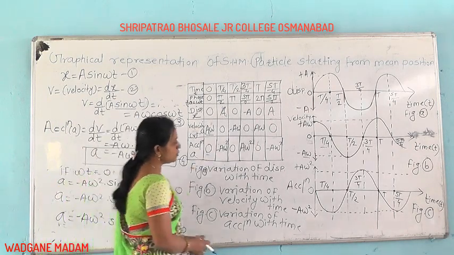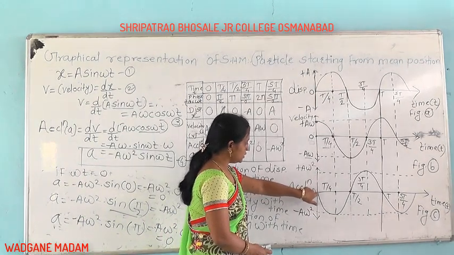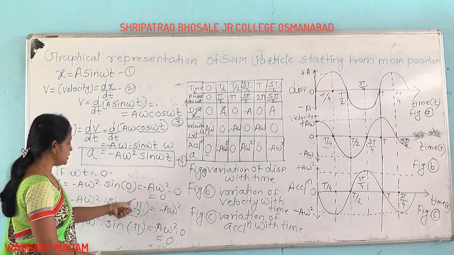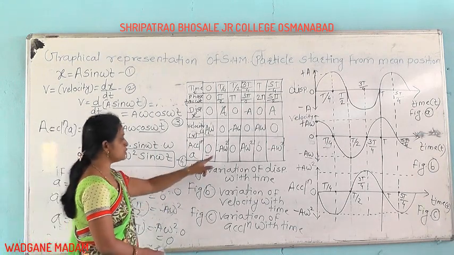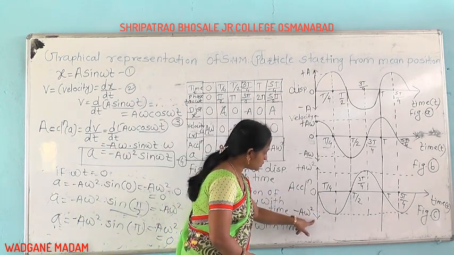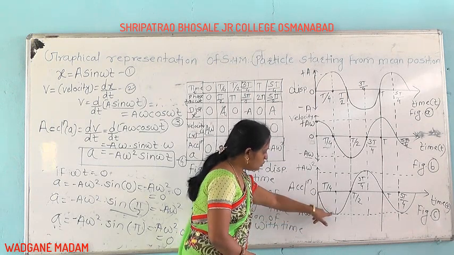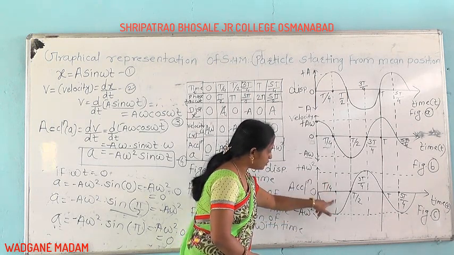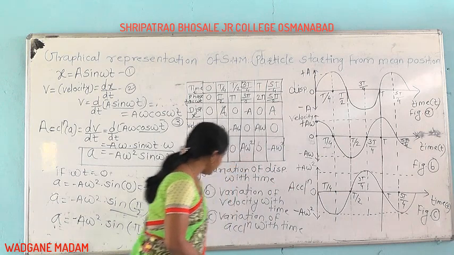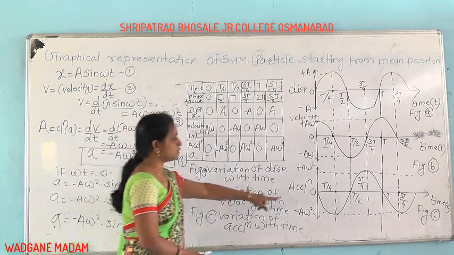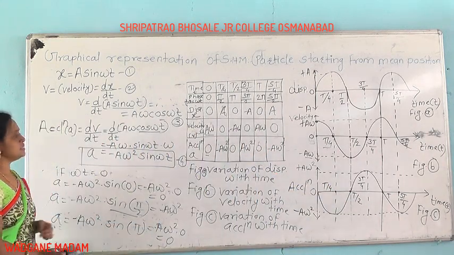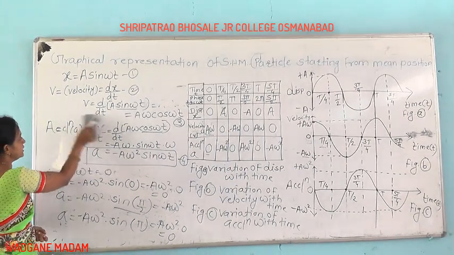We can see here that the particle starts at the mean position, that is 0. After that, by putting the value of acceleration, minus a omega square sin 90, we get the value minus a omega square. Therefore this graph goes toward minus a omega square, that is the extreme maximum value. Therefore the particle goes to minus a omega square at the time interval t by 4. After the time t by 2, it again becomes 0. Therefore the particle returns to the mean position at the corresponding time interval. Then after that we can discuss the conclusion from the graph.